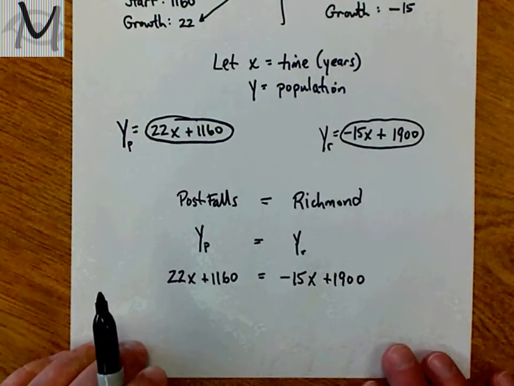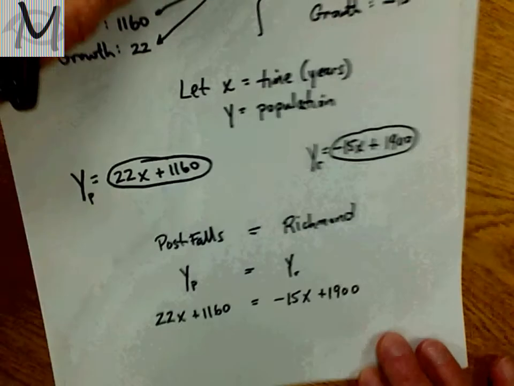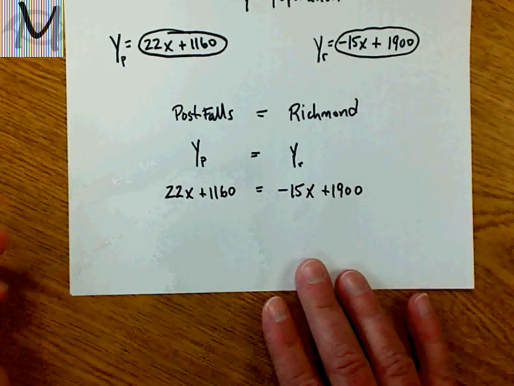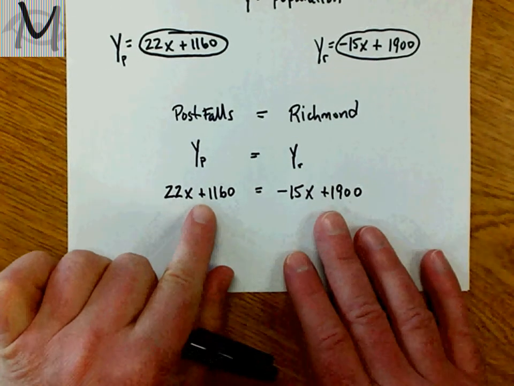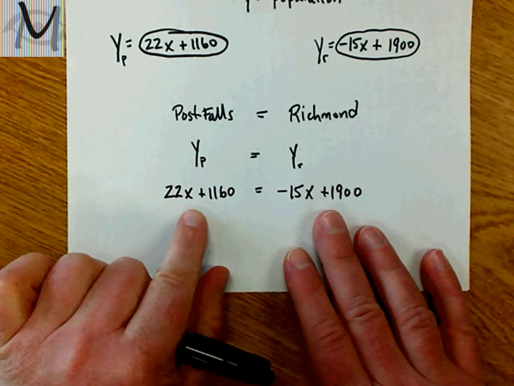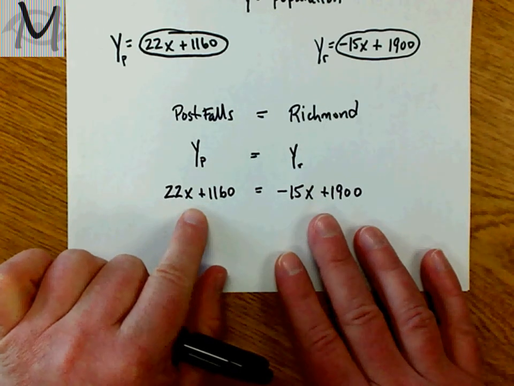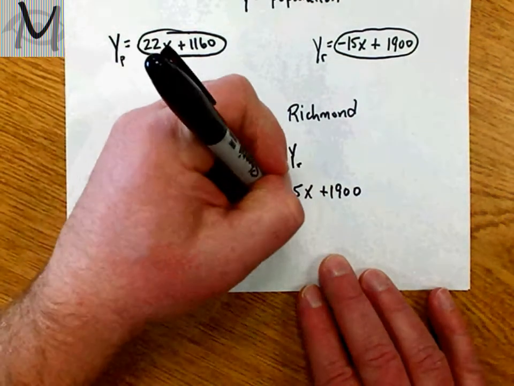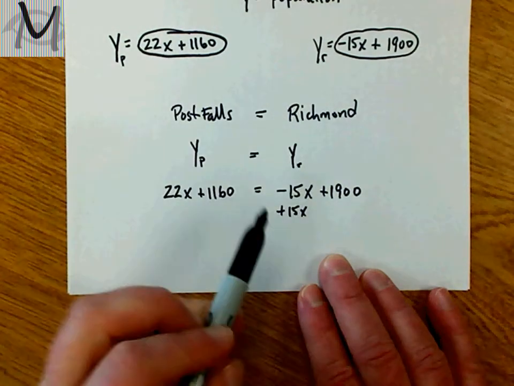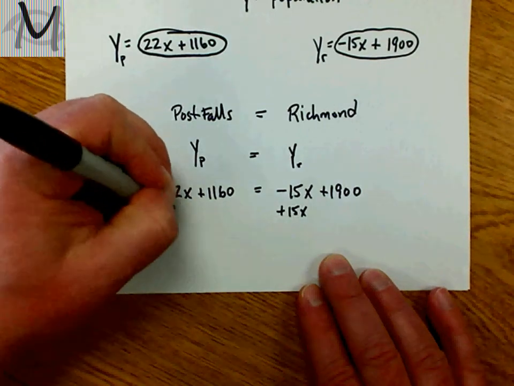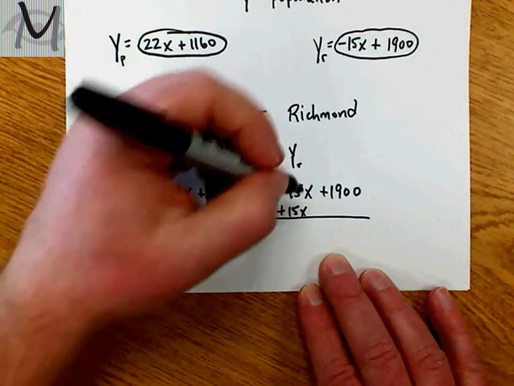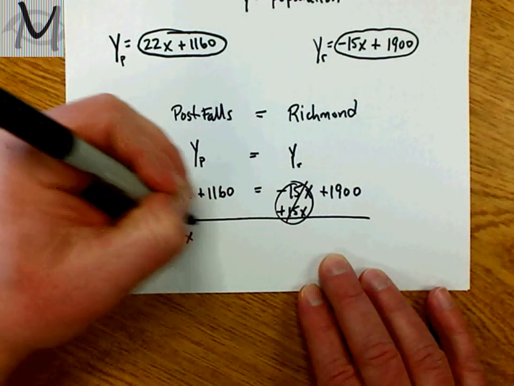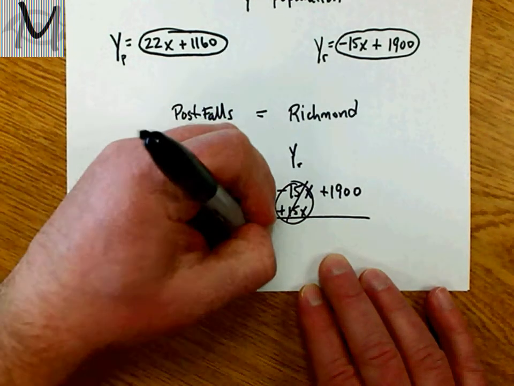Solving this equation is going to give us the amount of time that's going to pass. Remember, x stands for the amount of time. Changing subtraction into adding a negative, don't need to do that. Combining like terms, don't need to do that. Now we're going to get the variable all to one side by creating a zero pair. I'm going to add 15x here, which means I have to add 15x there. That's 37x plus 1160 equals 1900.